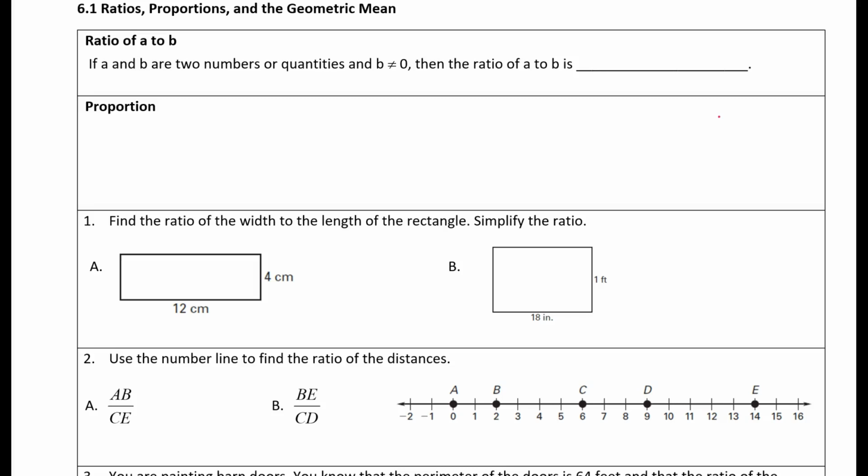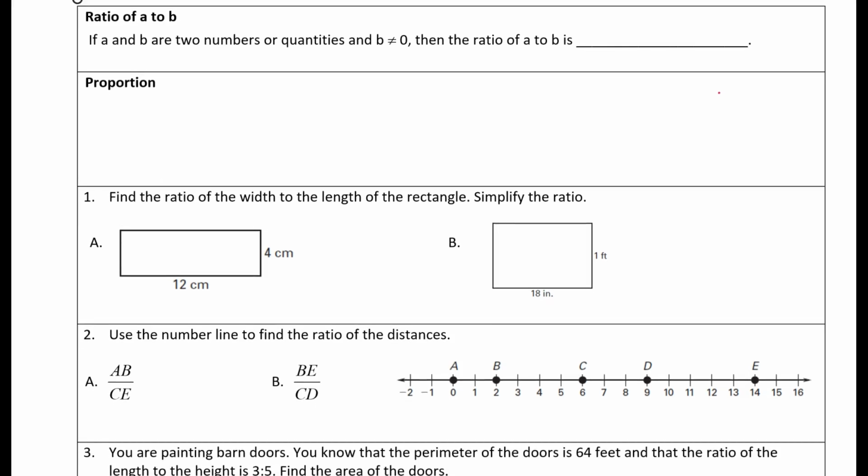In this video, we are going to be looking at section 6.1 called Ratios, Proportions, and the Geometric Mean. So this will be the first lesson in our chapter 6, which is on similarity. So the first thing we would like to review is what is a ratio of A to B.